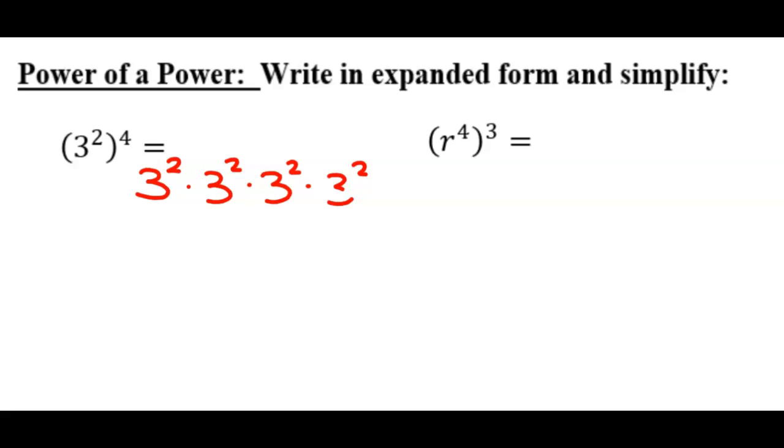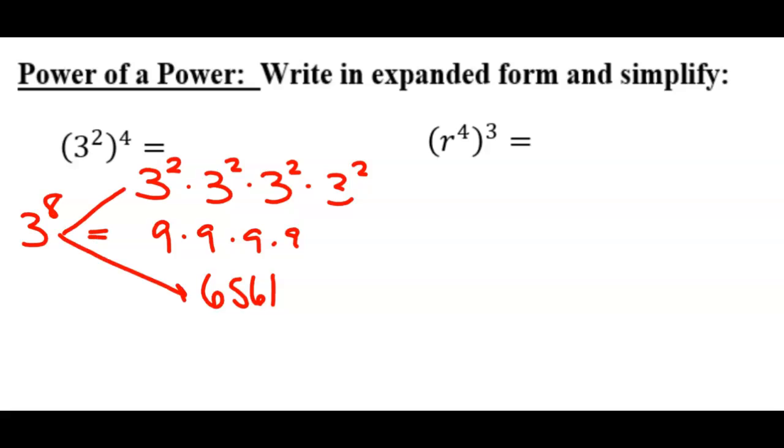What is 3 squared? No, it's not 3 times 2. It's 9. So it's 9 times 9 times 9 times 9, which is 6,561. I could also rewrite that as 3 times, what would I do with my 2's based on yesterday's rule? Add them. So 2 plus 2 is 4. Plus 2 is 6. Plus 2 is 8. So these are all the same thing.